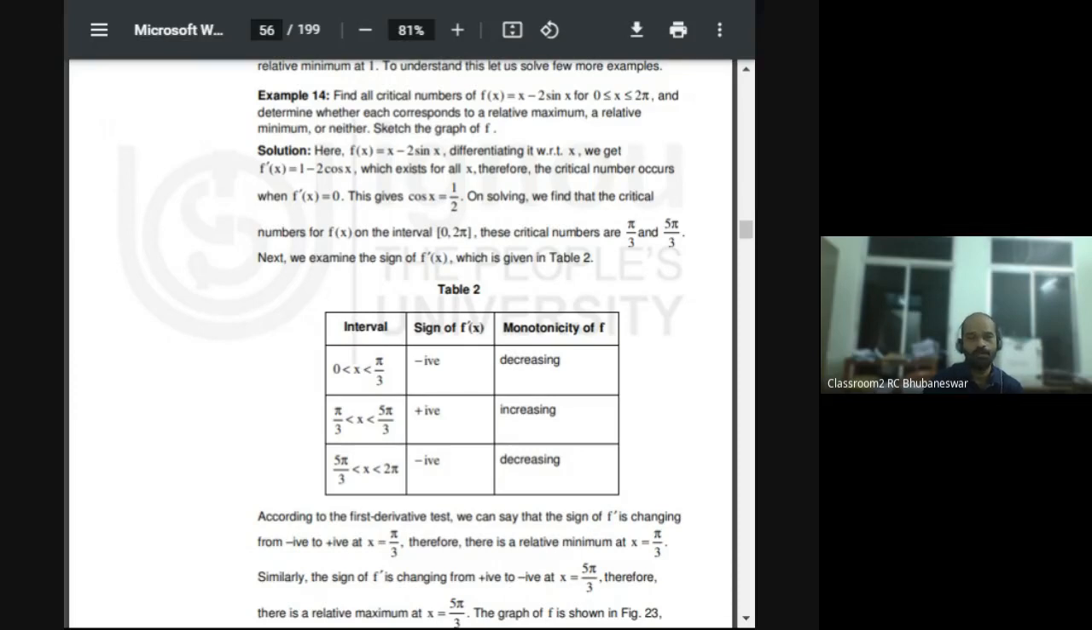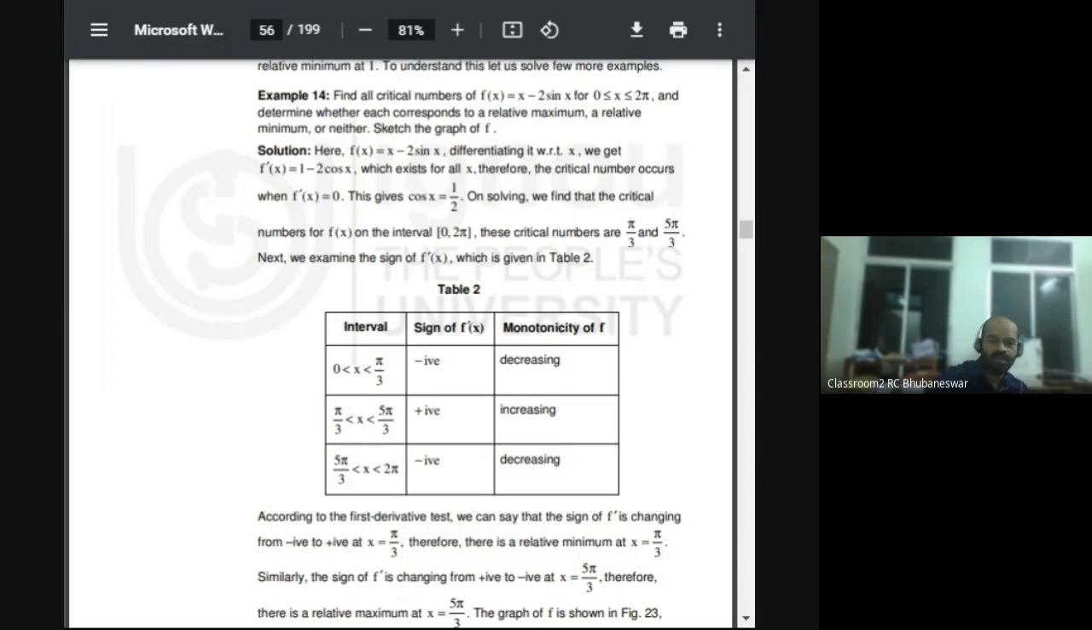Now let us determine whether the function attains a relative maximum or minimum or neither of the two. So for this investigation, first we have to calculate the first derivative of the given function. That was calculated here. f dash x equals 1 minus 2 cos x. Then we equate the same to 0, and by solving this equation we find cos x equals 1 by 2.